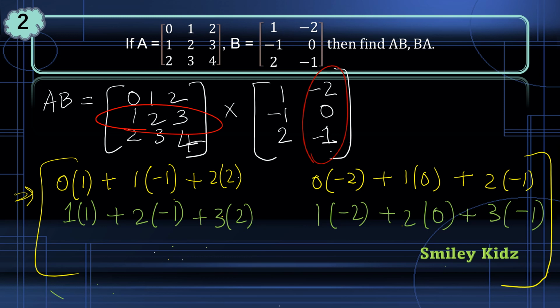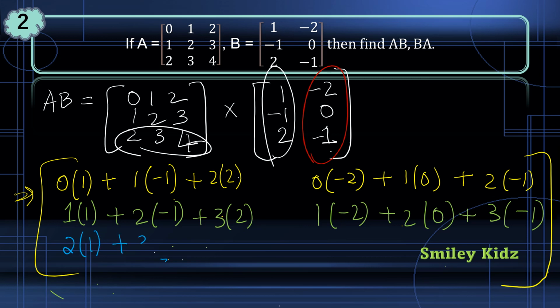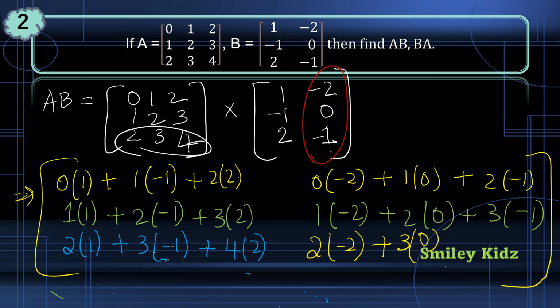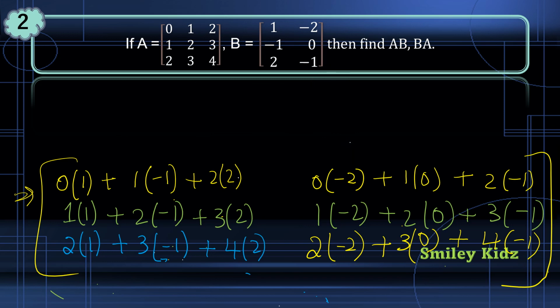Take the third row. Here we have the third row with two columns again. That is 2 into 1 plus 3 into minus 1 plus 4 into 2. Then with the second column, 2 into minus 2 plus 3 into 0 plus 4 into minus 1. Now let's solve them. Here we have the output answer, which is of the order 3 by 2.